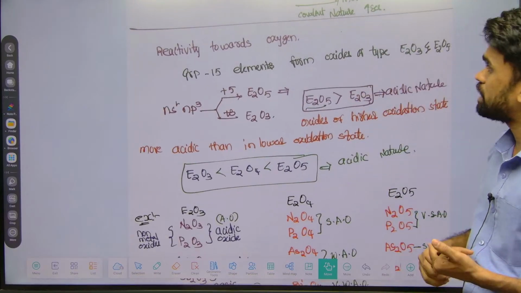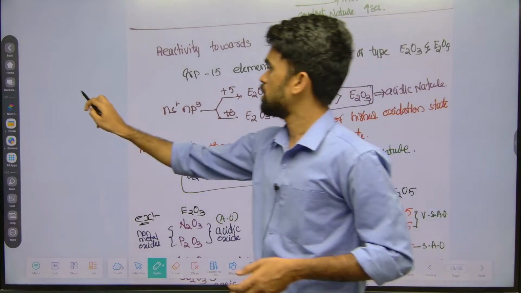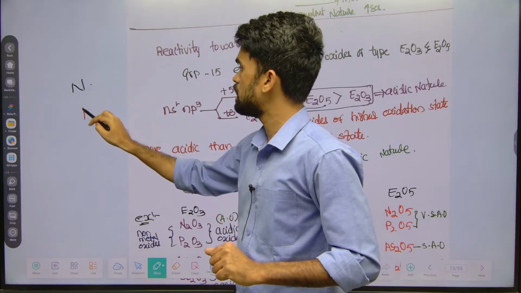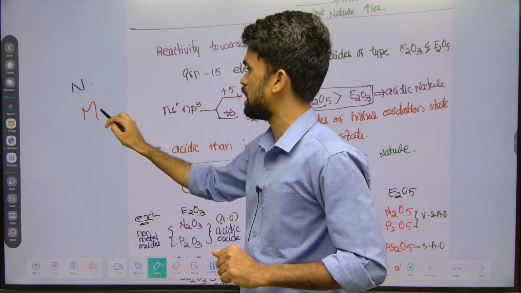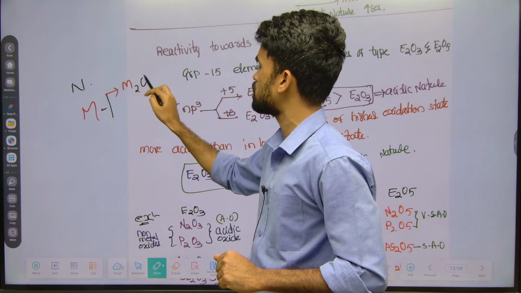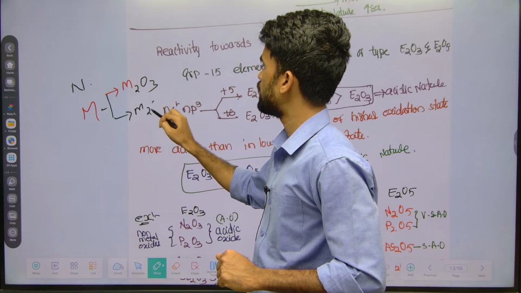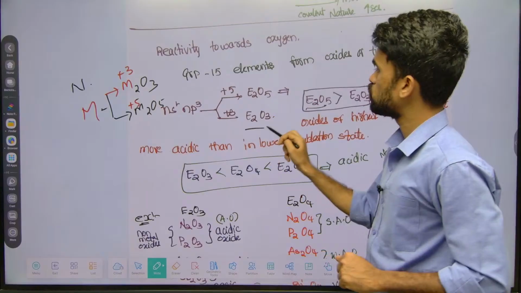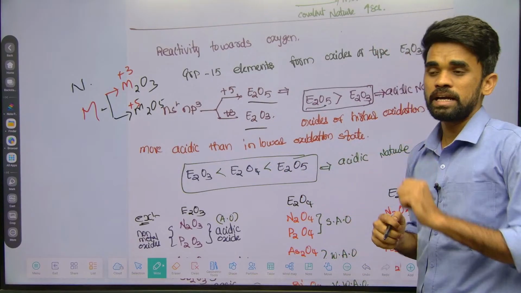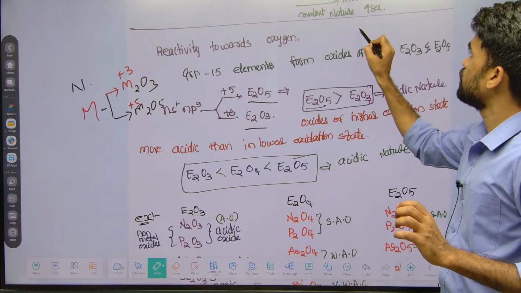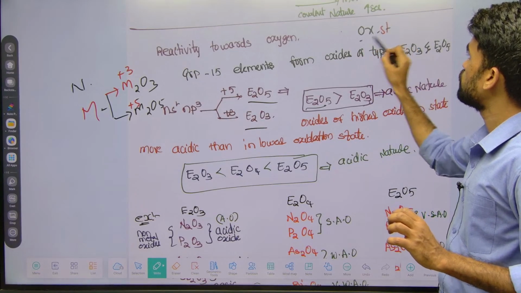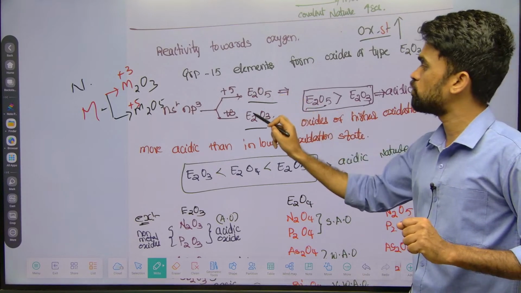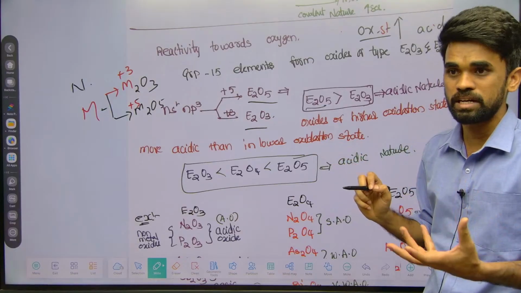Next one, reactivity with oxygen. See, when nitrogen is reacting with oxygen, we will get different oxides. Most generally, let us generalize a metal-like element as M. It can form M2O3 type oxides, M2O5 type oxides, because here it is +3 oxidation state, here it is +5. So we will get two types of oxides here. Okay. So yesterday's class discussion I told you, if oxidation state increases, acidic nature also increases.